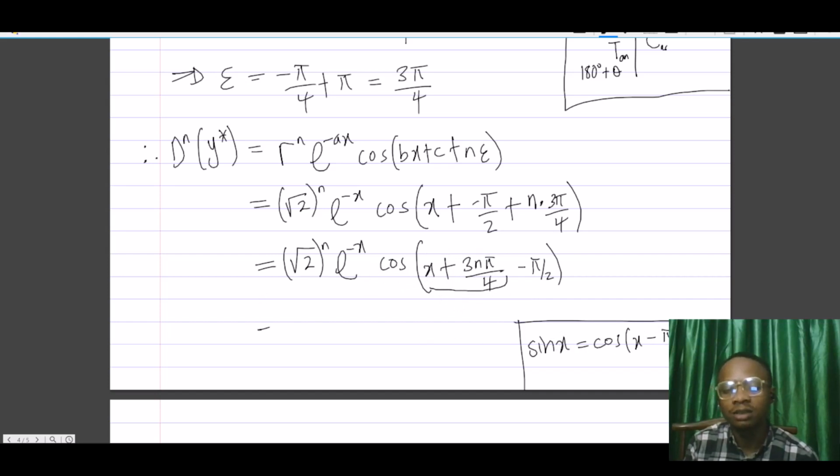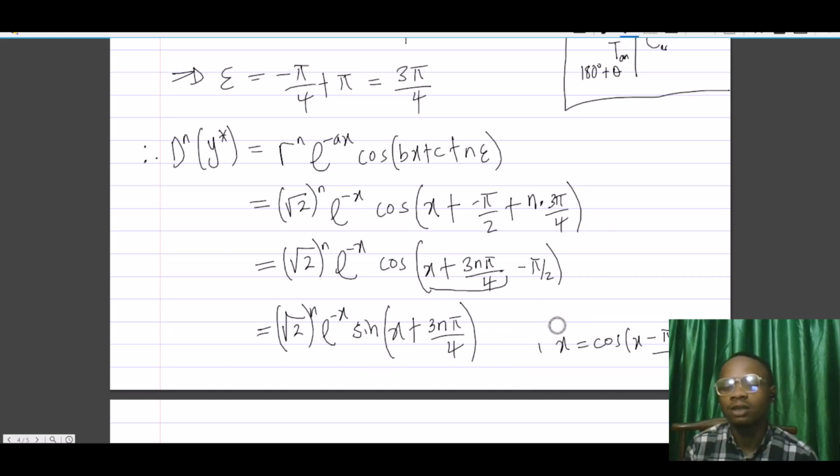So basically, this is going to be equal to the root of 2 to the power of n, then multiplied by e to the power of minus x, then multiplied by sine of, so we have changed from cos to sine. Just like we are changing from cos to sine here, that means we ignore the minus pi over 2 portion. This will be x plus 3n pi over 4. We ignore the minus pi over 2 portion, and that is that about that. So let's write this off.